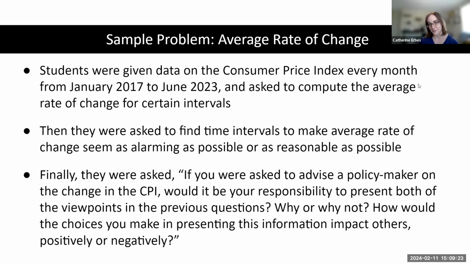So I found data on the Consumer Price Index for every month since January 2017. We gave the students a big table with that. They were asked to practice average rate of change calculations from there, and then specifically to find different time intervals to make the change in the Consumer Price Index as alarming as possible or as not alarming as possible. To be like, oh, it's increased so much in this time period.